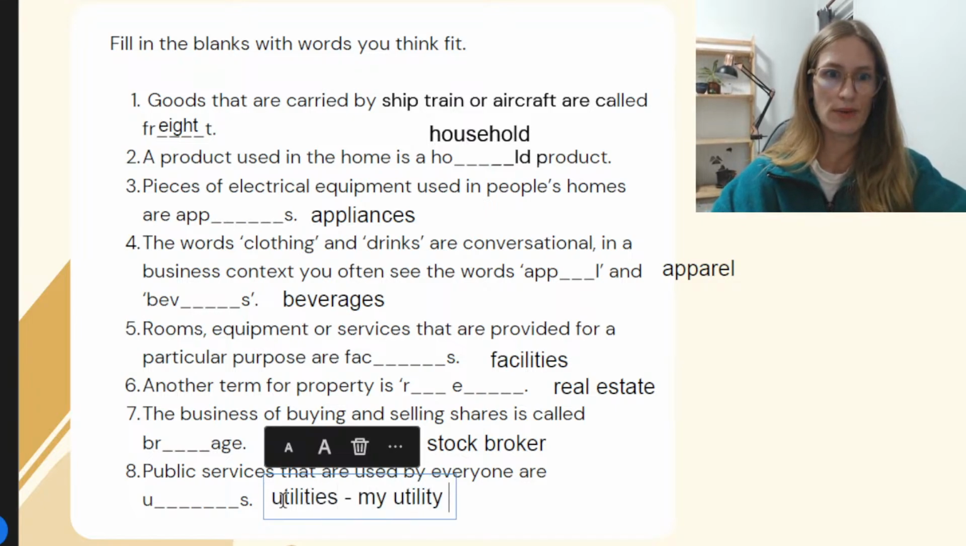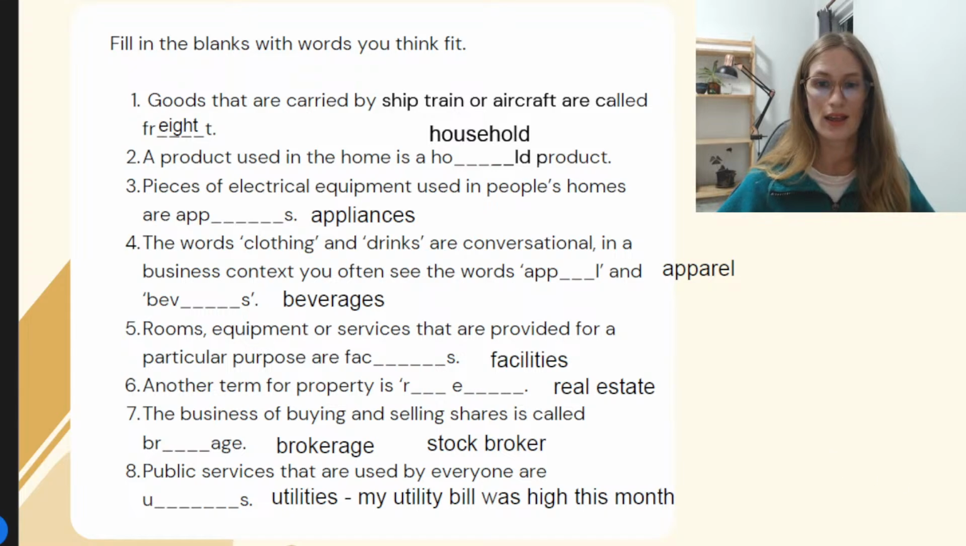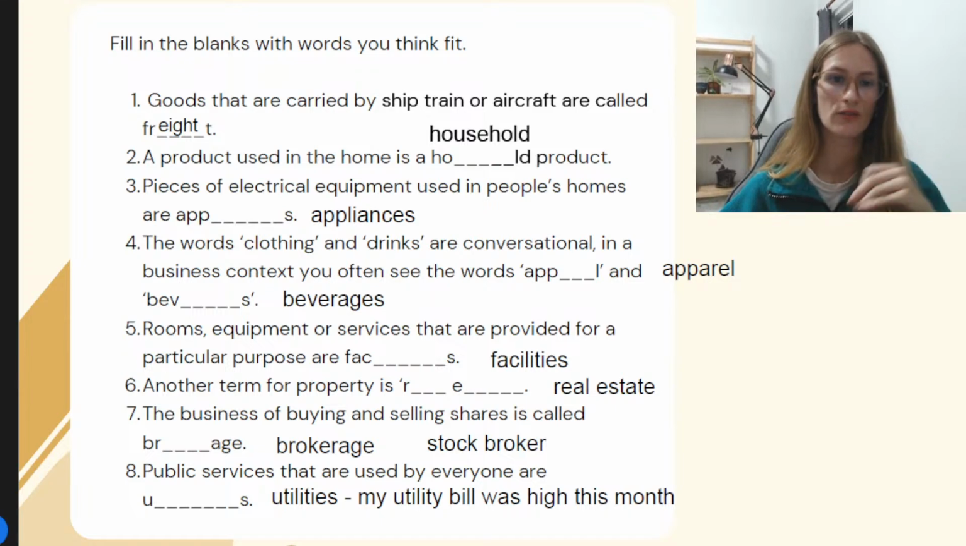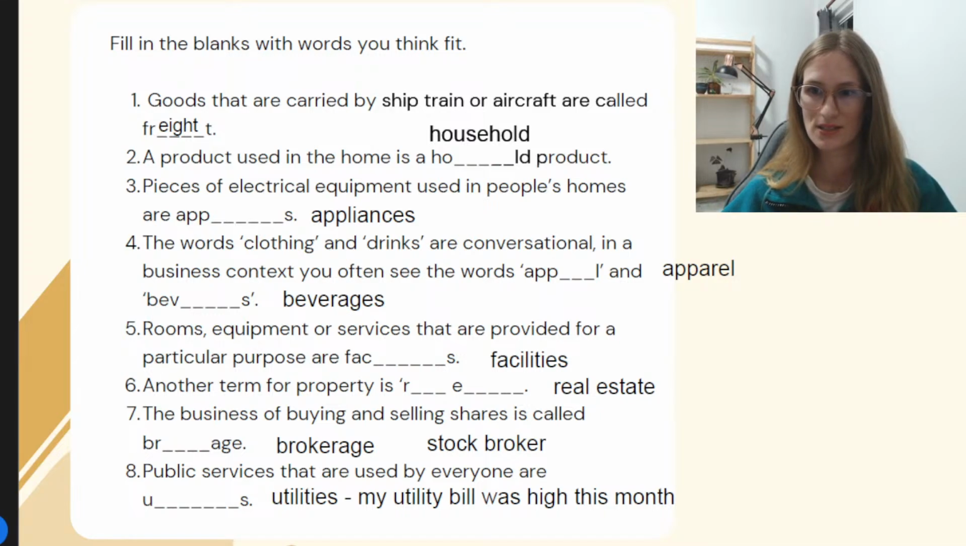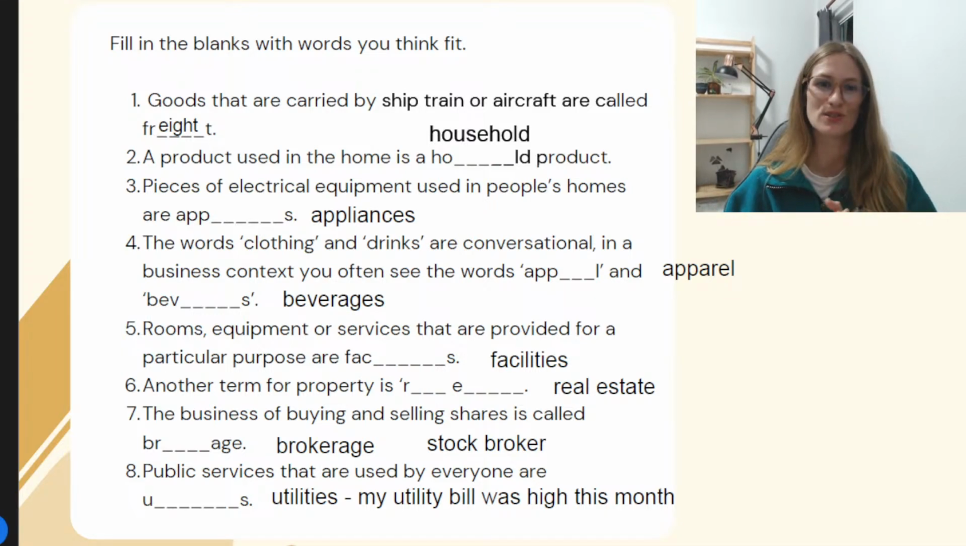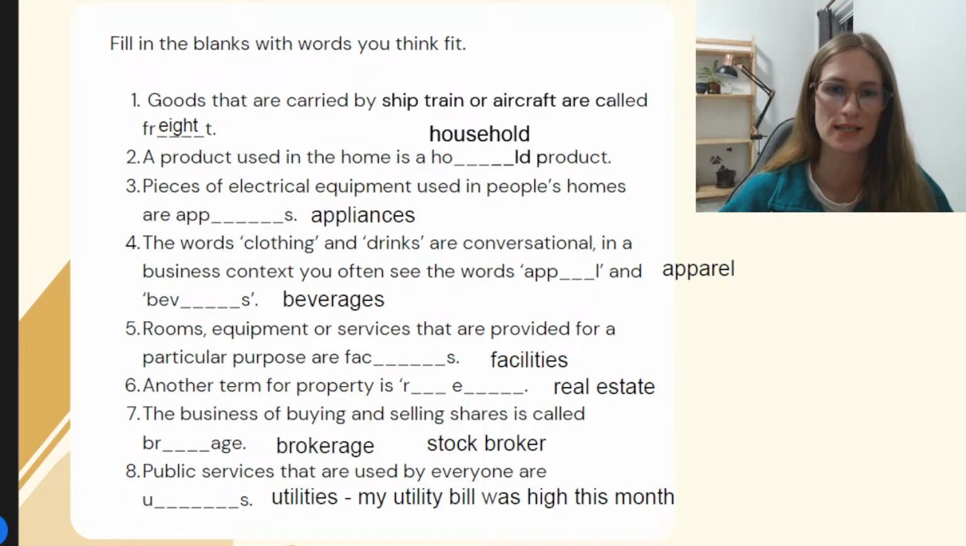My utility bill was high this month. Utilities are what you have access to through the government in your country. Gas, electricity, water, typically. Any questions about this page? Seems I did not know that. A new word for you then, Miranda. Utilities. You can break it down as well. You can say my electricity bill, my water bill, my gas bill. But the general word we use for them is utilities.